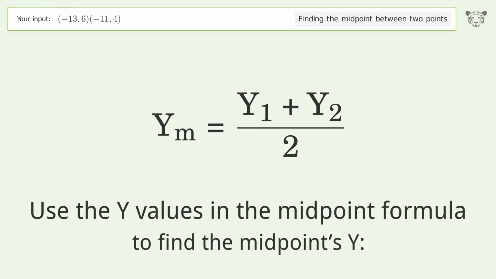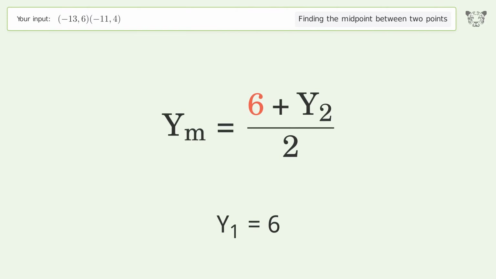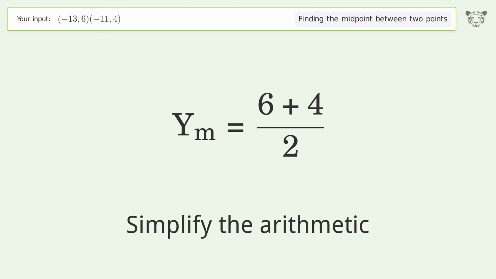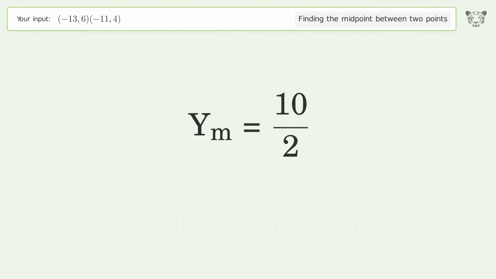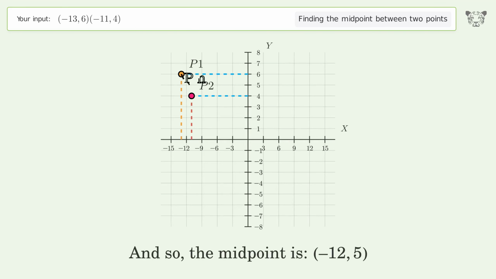Use the y values in the midpoint formula to find the midpoint's y. y1 equals 6. y2 equals 4. Simplify the arithmetic. And so, the midpoint is -12,5.